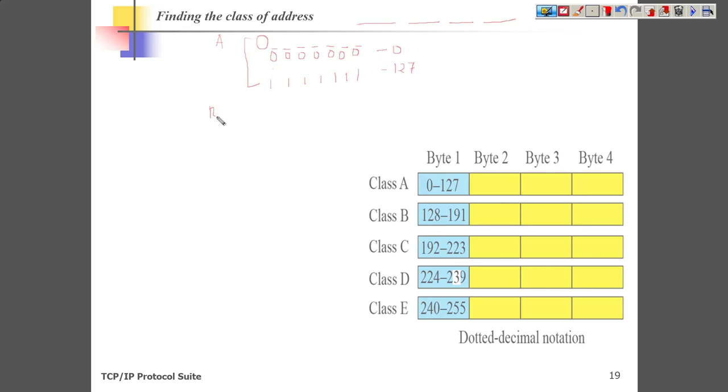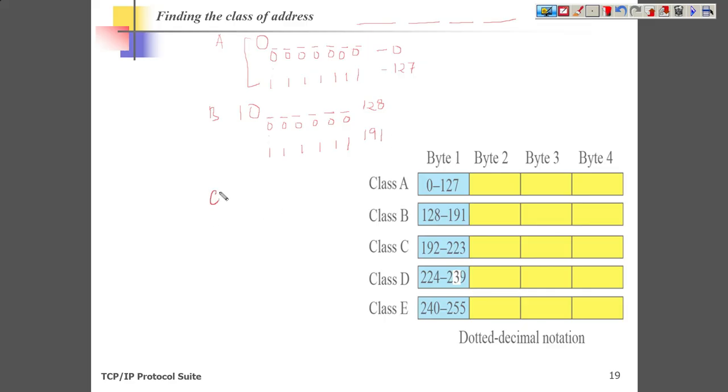Now look at the B structure. In B, we have 1 0 fixed here, and then we are left with 6 bits in the first octet: 1, 2, 3, 4, 5, and 6. Now we will see what possible values can be generated with this combination. Let us keep all 6 bits as 0, and the last we can keep as all 1. So this will range from 128 to 191.